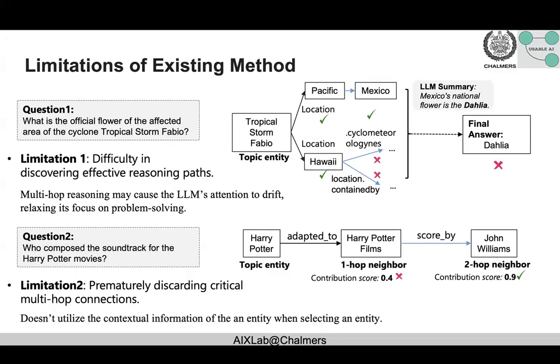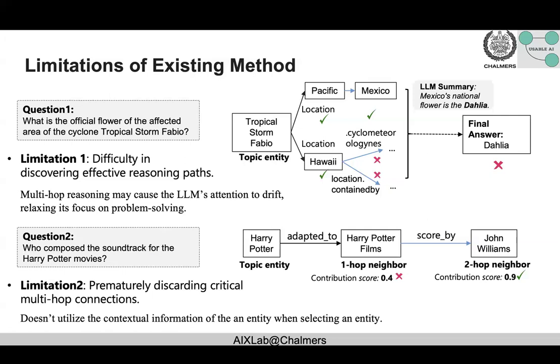So, in my opinion, the reason is that multi-hop reasoning may cause the LLM's attention to drift, so it fails to focus on the problem solving. So this may cause some errors. And secondly, there is prematurely discarding critical multi-hop connections.